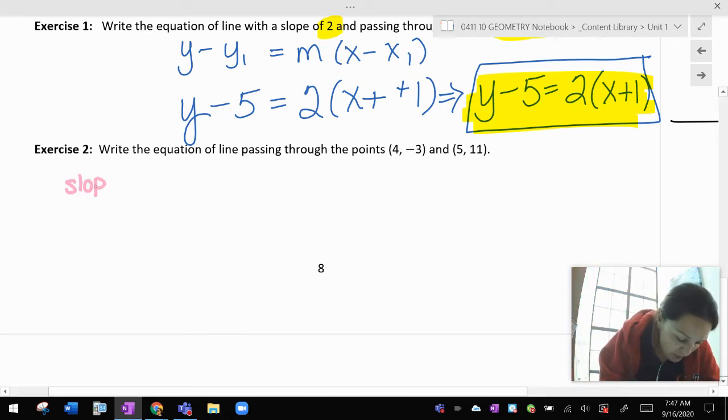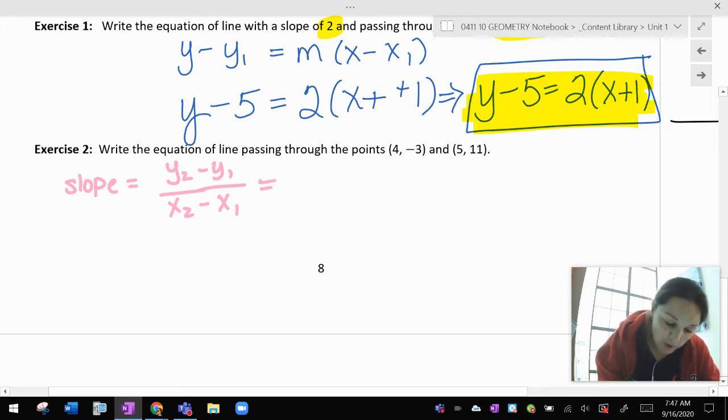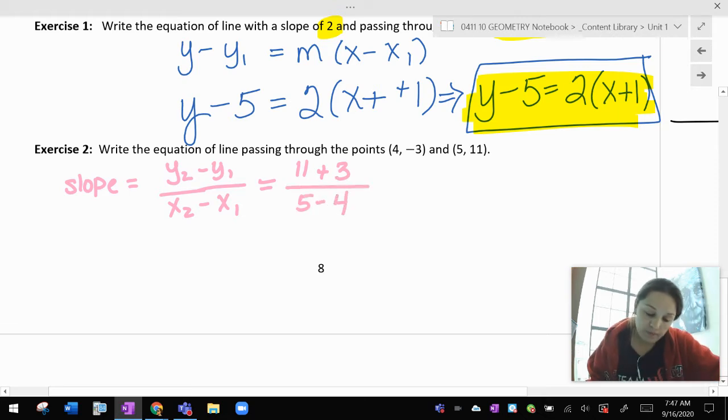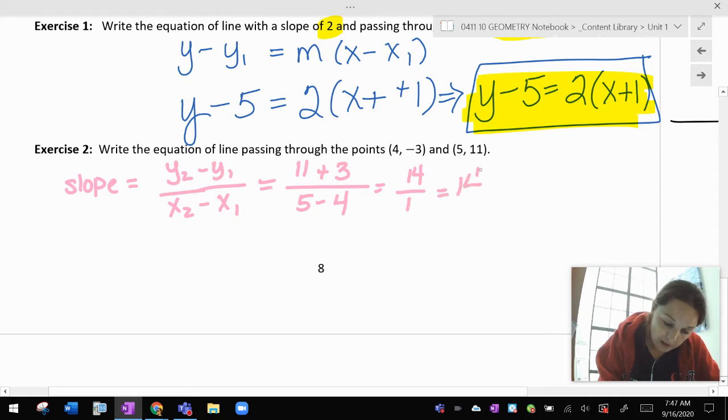So my slope, I'll use the y2 minus y1 version. If you want to do it in your head, you can do that as well. So y2 minus y1 over x2 minus x1. 11 minus -3 over 5 minus 4 is going to be 14 over 1. That's 14. So my slope is 14.